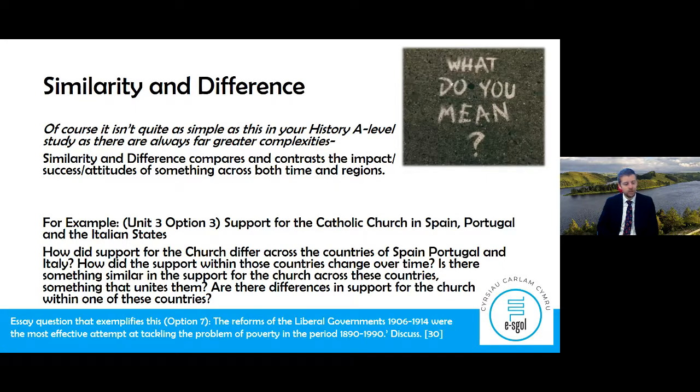So again, you wouldn't need to know everything that there is to know about problems of poverty across that whole 100-year time period. It's more about looking for the similarities and differences in how the government tackled it. Looking for the similarity between how that government tackled it and how other governments tackled it, and the differences between those tacklings of the issue as well.